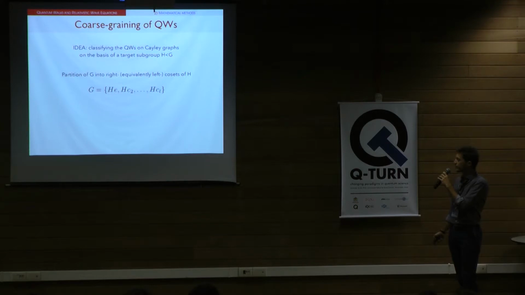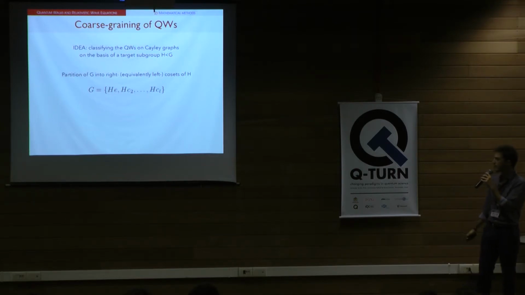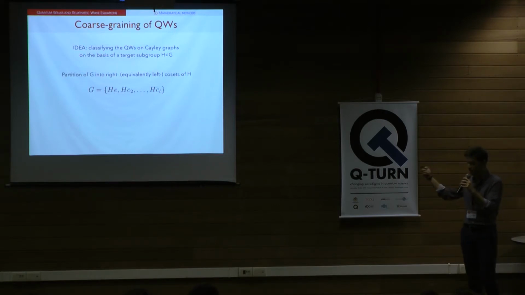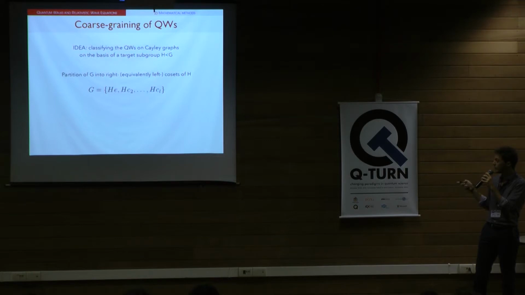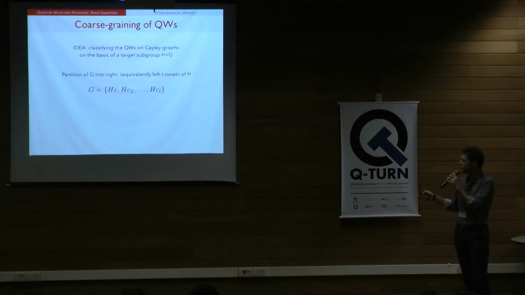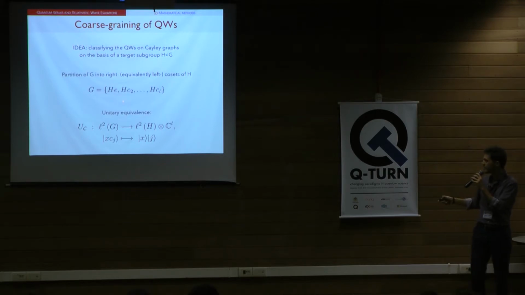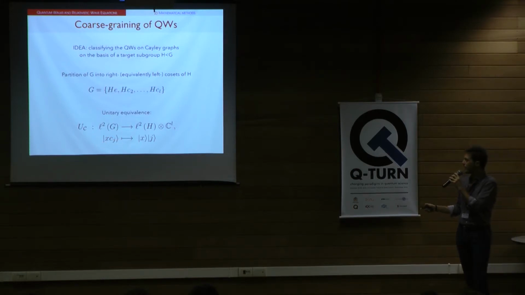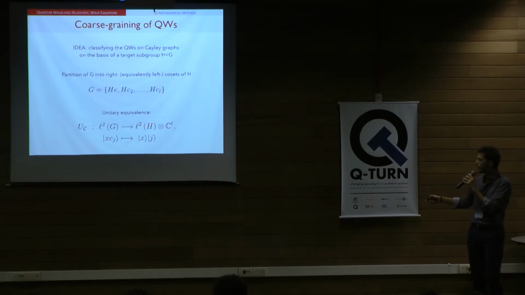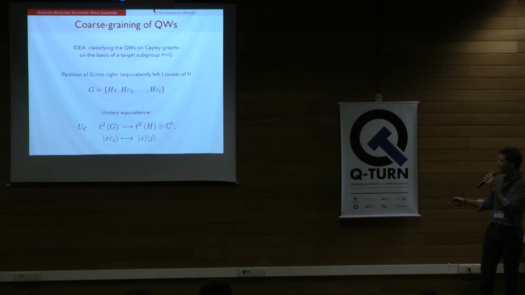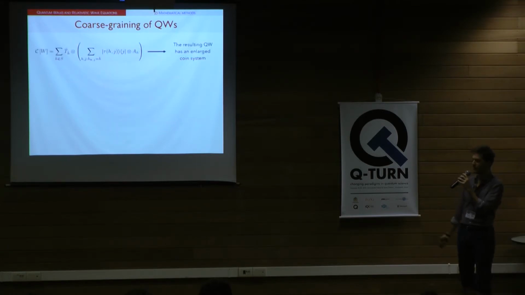Okay, so I can move to present the first idea that we had to study this kind of dynamics, which is also inspired by group theory and by finitely generated groups. The first thing that we can do is to study a target subgroup of our total group. So to consider a partition into right or left, equivalently, cosets of a subgroup H in G, and consider the unitary equivalence made by splitting the total space into a walker moving in H, and an enlarged coin system. So this is what we call a coarse graining of a quantum walk. So we can enlarge the coin system and study the dynamics.